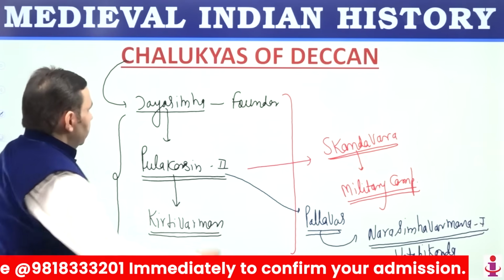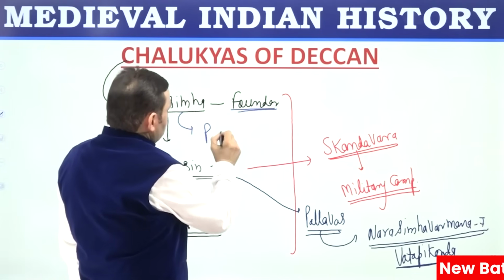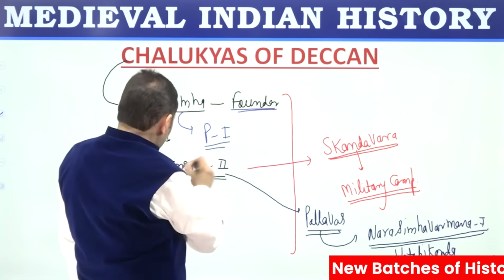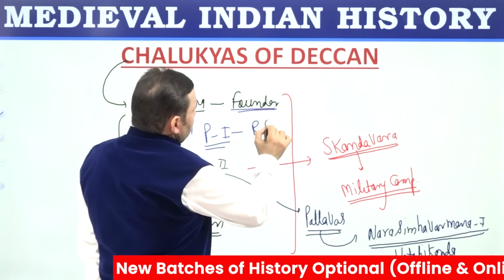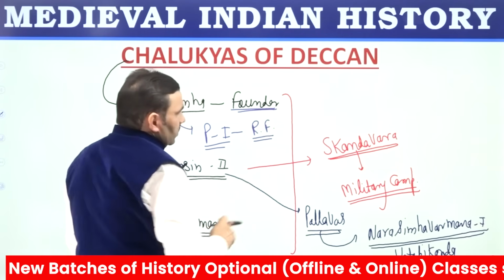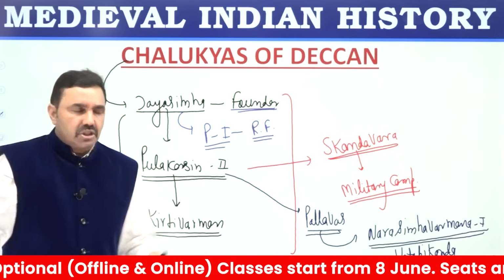Chalukyas, founder was Jaisimha and real founder was Pulkesin first. Same Pulkesin but first. So keep on adding more and more points gradually. It's all about connecting the dots to make a complete cohesive picture.